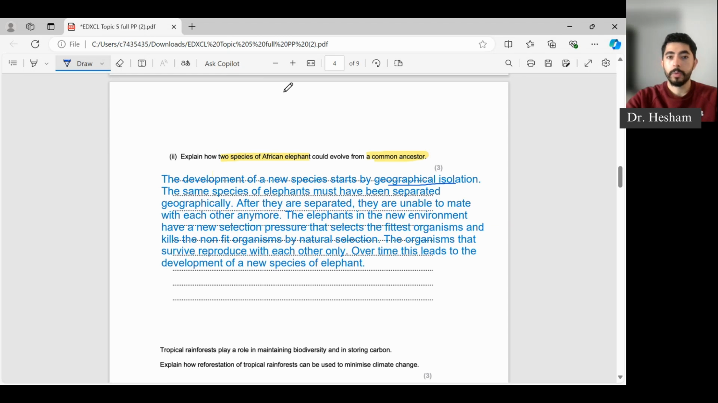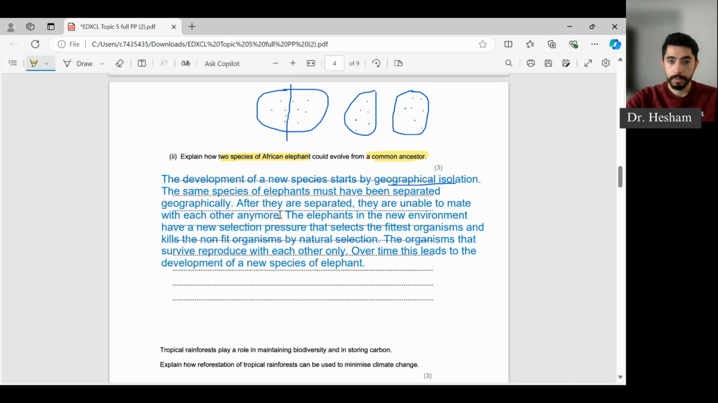So let's say we have a certain island and it had a lot of elephants inside of it. Because of some natural disaster or an earthquake or something, the island was split in half and now it became two separate islands. This is geographical isolation. The two groups of elephants have been isolated from each other, and now this group of elephants cannot reproduce with that group of elephants.